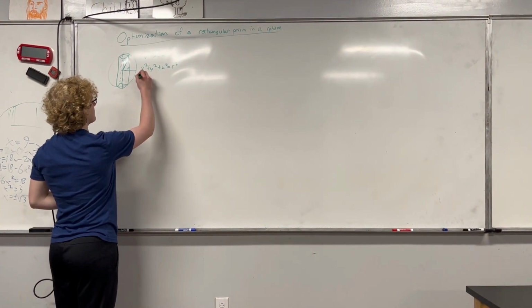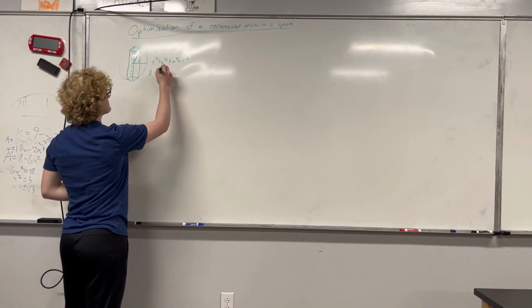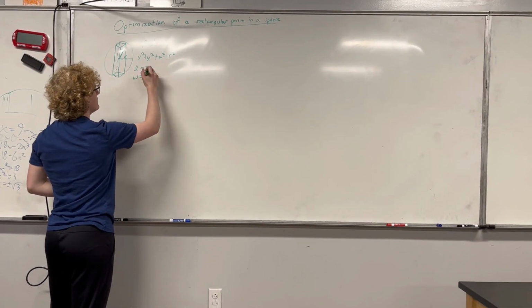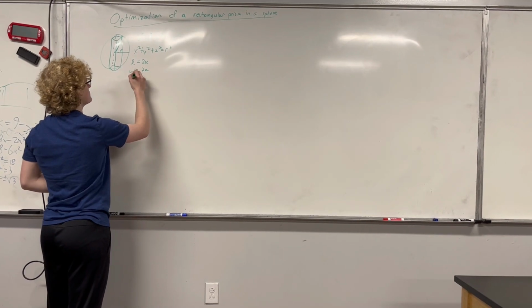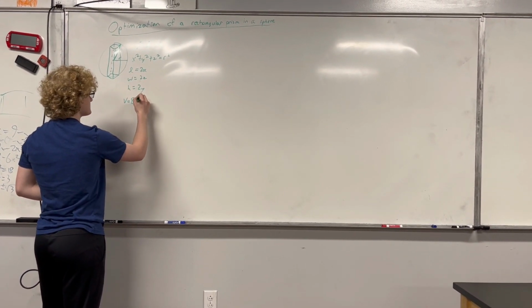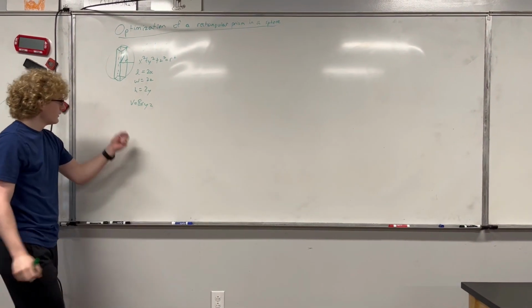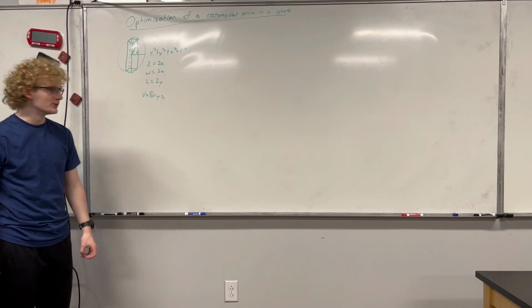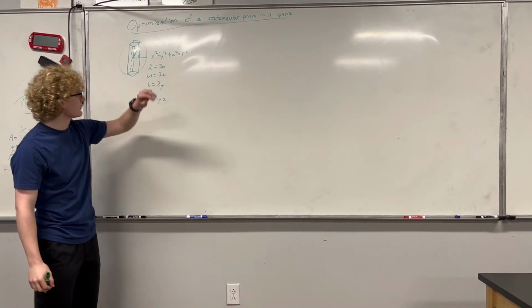So, if we know that length is equivalent to 2x, width is equivalent to 2z, and height is equivalent to 2y, we can determine our volume equation is equivalent to 8xyz. So, right now we have 3 variables. This is very impossible to do with 3 variables, so we have to do 2 variables.